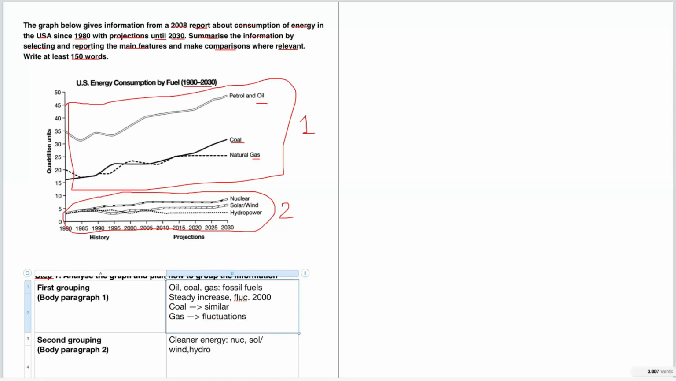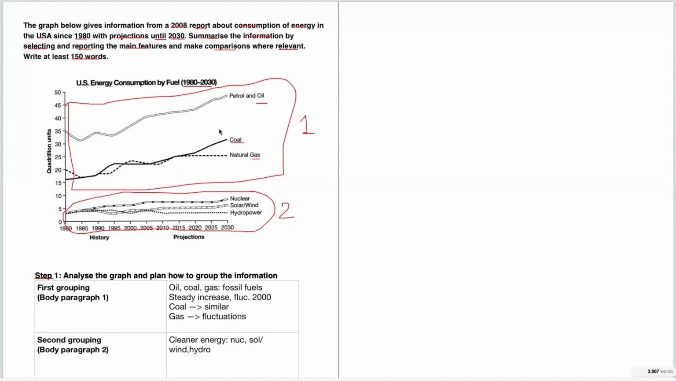But if you look here, right at the end of our graph, so from 2015 almost until 2030, it really looks like it's going to level off. So you see how it is at the same level. And I'm going to make note of that because this is quite specific.